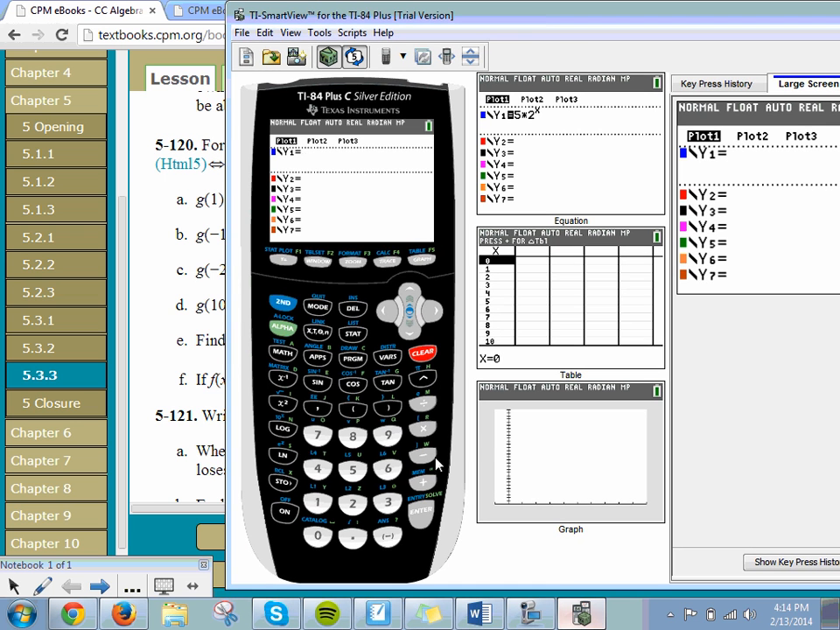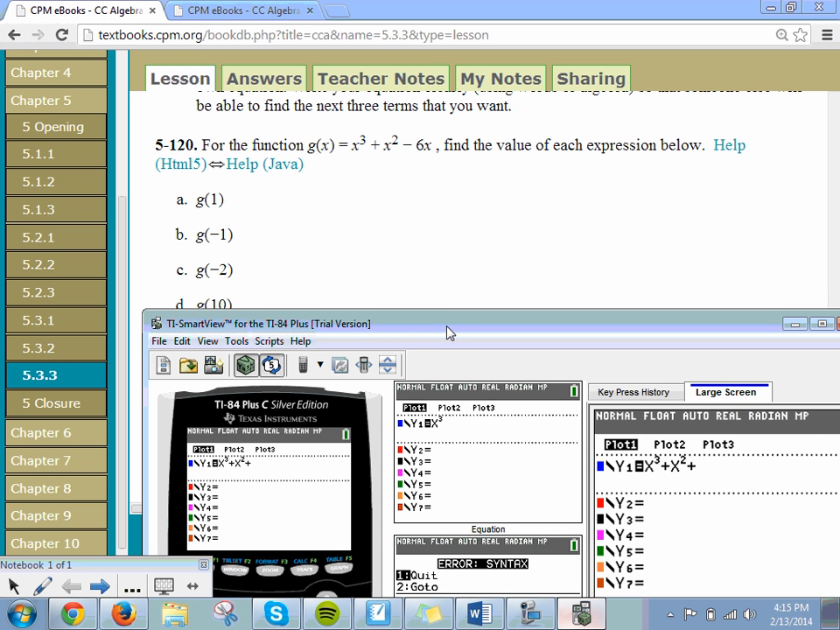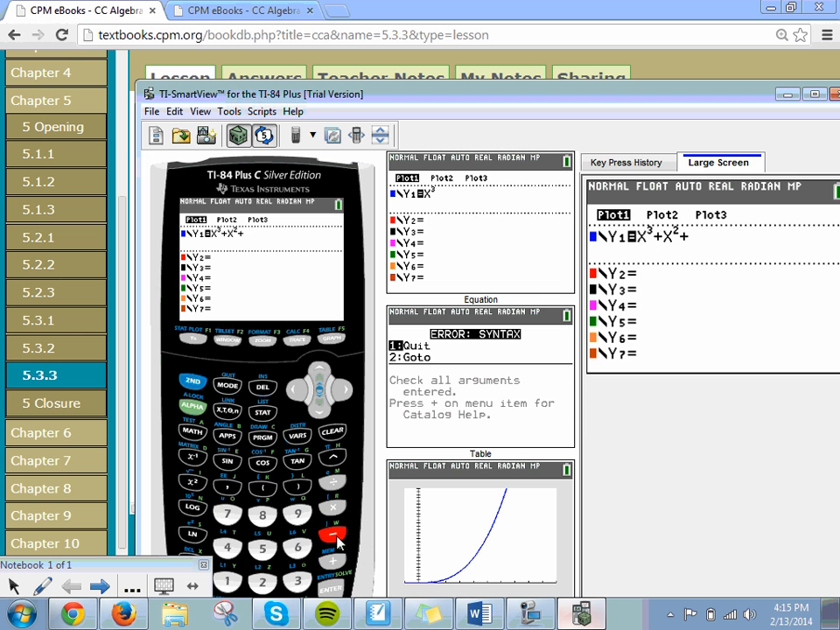It was x to the third plus x squared. Oh, this is all being written as an exponent. So we just have x to the third plus x squared. That's much better. Plus, oh, and then minus 6x.